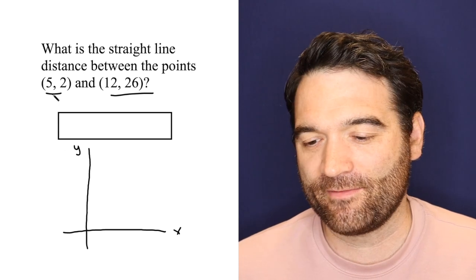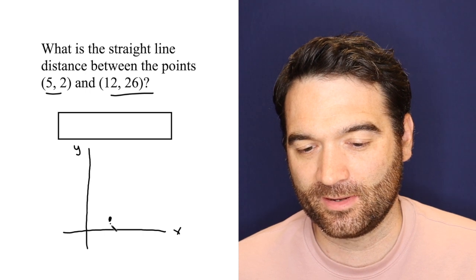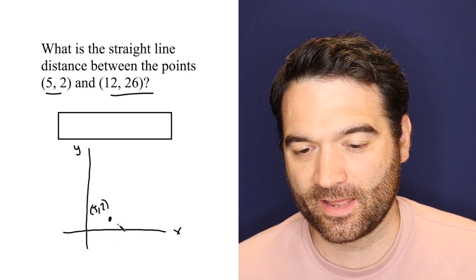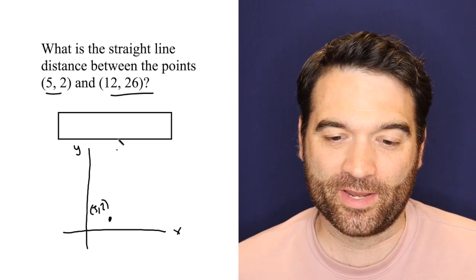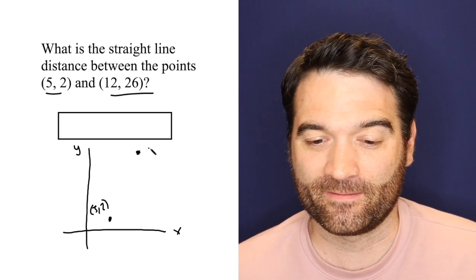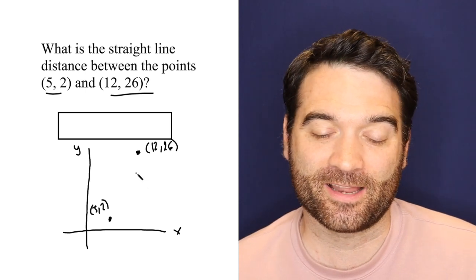I have the point (5, 2), which is 5 over and 2 up. I'll even label it right there: (5, 2), just like that. And then I also have the point (12, 26), way up there. (12, 26), just like that.